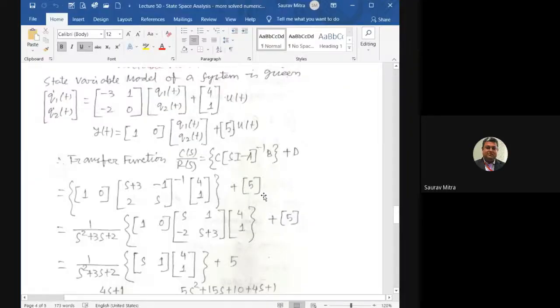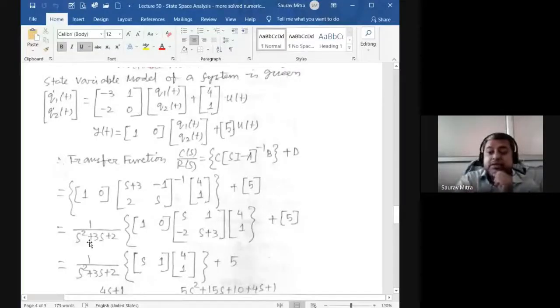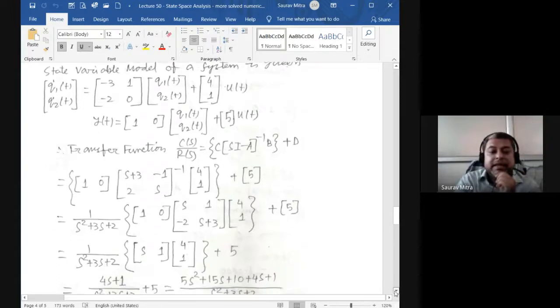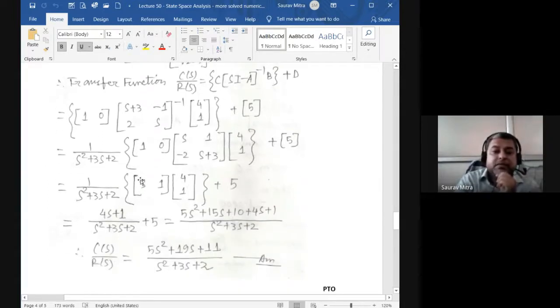Plus... the same s squared plus 3s plus 2 has been taken outside, and this is the C matrix, and this is (sI minus A) inverse, only the matrix part, with delta taken outside, and this is the B matrix plus D. After all these multiplications and multiplying by 1 upon delta, you find that this initial part becomes (4s plus 1) divided by (s squared plus 3s plus 2) plus 5. Then adding that, the final C(s)/R(s) becomes (5s squared plus 19s plus 11) divided by (s squared plus 3s plus 2).